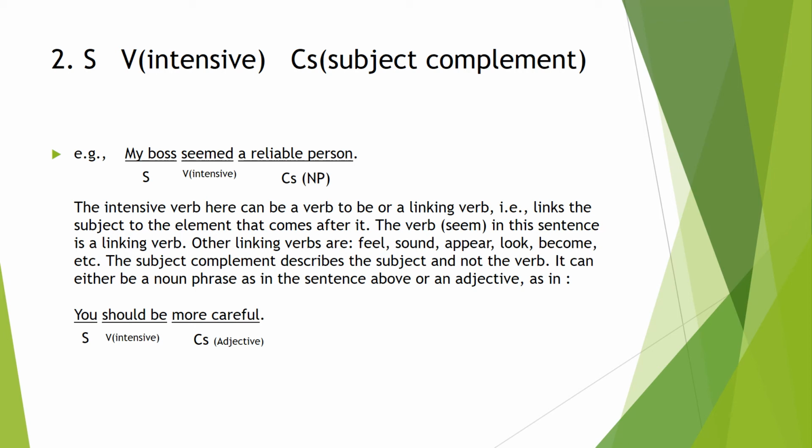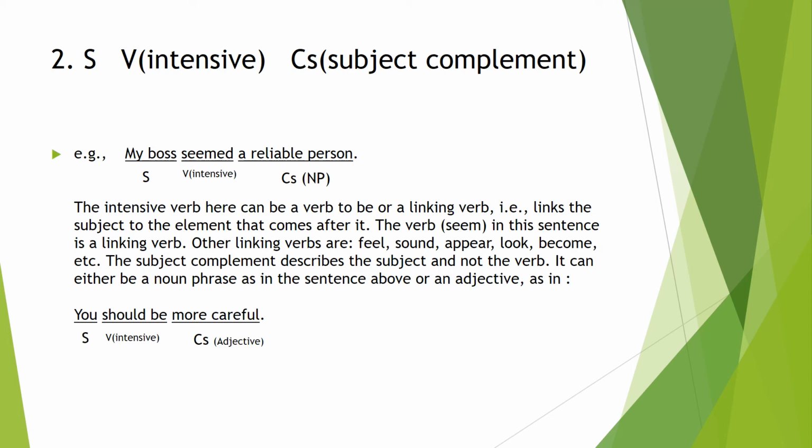For example, my boss seemed a reliable person. Let us examine this sentence carefully. My boss is, of course, the subject. Then it is followed by the verb seemed. Seemed here is an intensive verb. How do we know it is an intensive verb? First, it is followed by a noun phrase. A reliable person, it is what? A noun phrase. Who is the reliable person? It is my boss. And what is the function of my boss in the sentence? The subject.